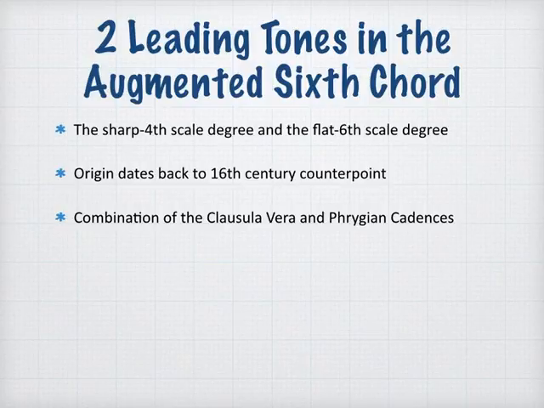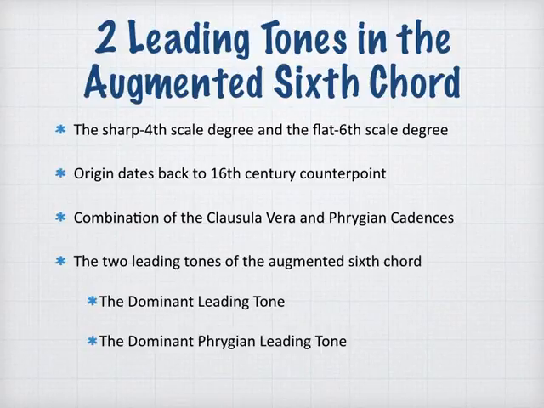Early composers actually wrote the augmented sixth relationship resolving to the tonic. Later composers chose to use the augmented sixth resolution to the 5 instead of 1, because as theory progressed, the ornamentation or strengthening of the chords that resolved to 5 became preferred over the ornamentation or strengthening of the sonorities that resolve to tonic. These two leading tones will be named the dominant leading tones: the sharp fourth scale degree, and the dominant Phrygian leading tone, the flat sixth scale degree.